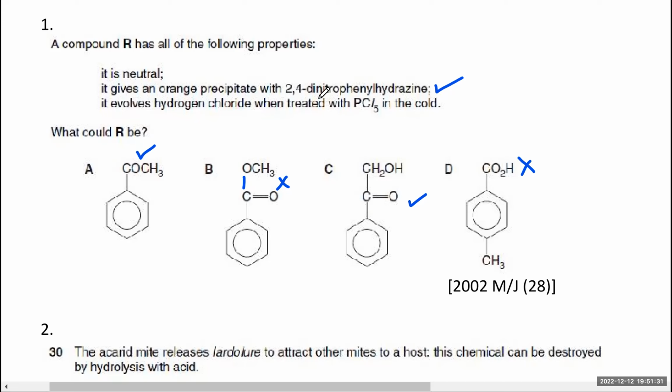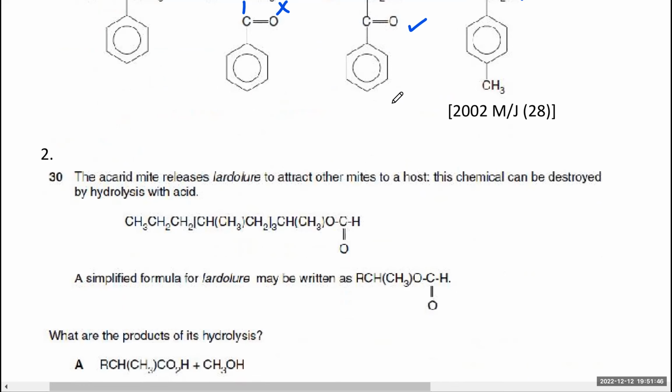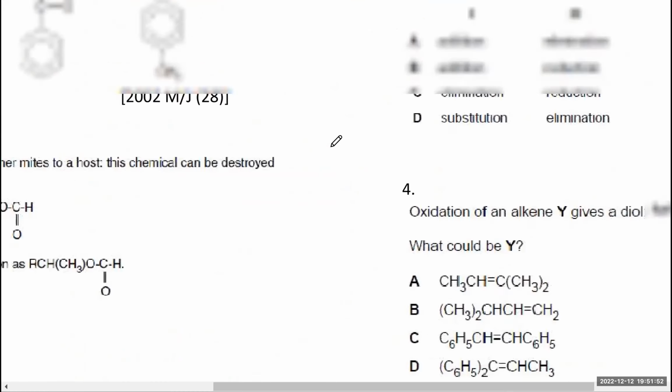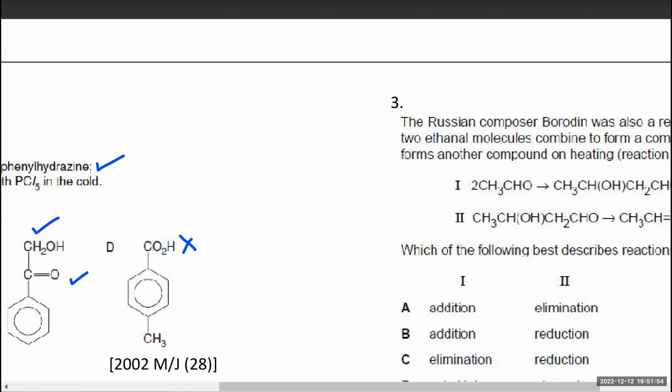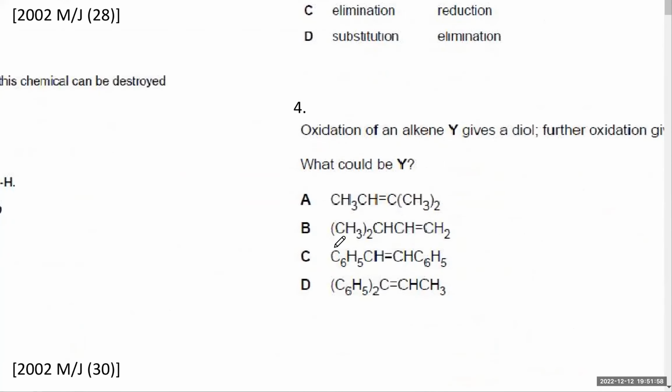It evolves hydrogen chloride when treated with PCl5. Alcohols do that. So C is going to be the option. It is neutral. Alcohols are neutral. Aldehydes and ketones are also neutral. So next one is, I guess that's an ester, so forget that. So we can forget this one as well.